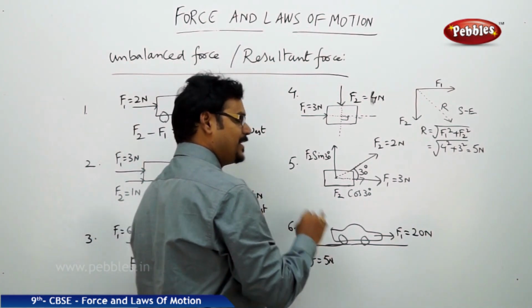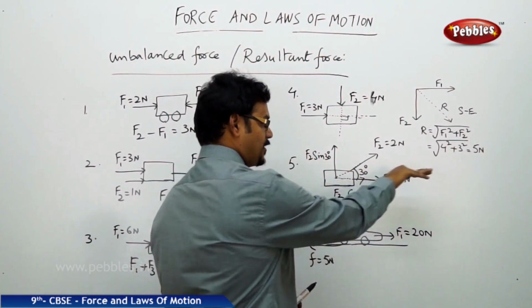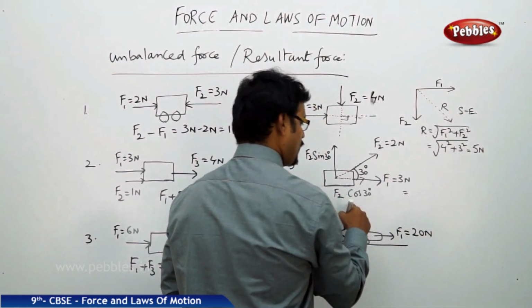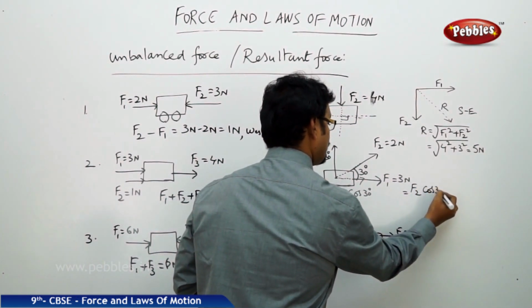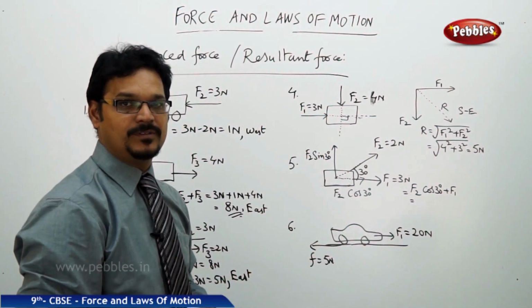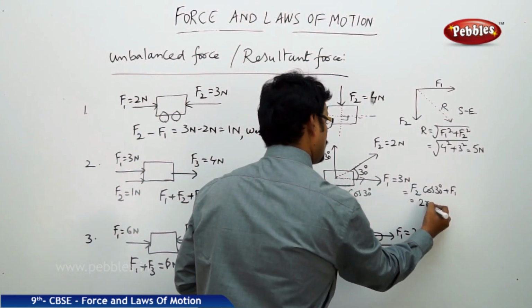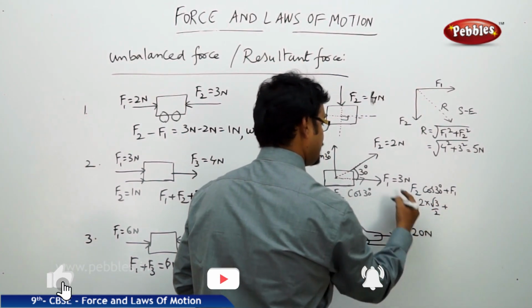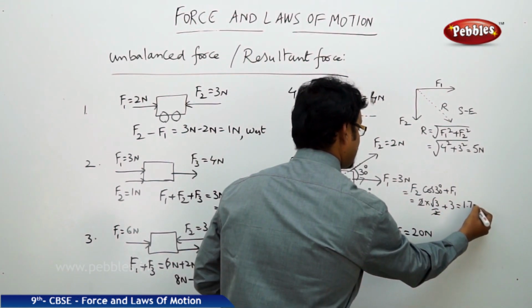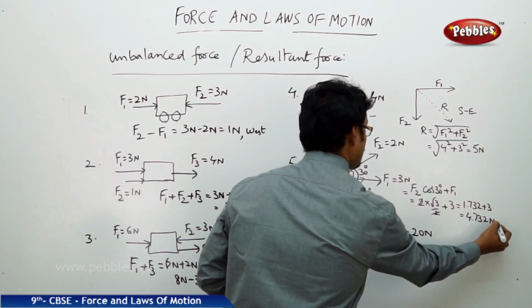Now, our interest is to find the force along the horizontal. So in the horizontal, the total force, if you see, is F2 cos 30 plus F1. Cos 30, you should know the value, but I will tell you here. Cos 30 is root 3 by 2, F2 is 2, so 2 into root 3 by 2 plus F1 is 3. So the 2 cancel, 3 plus root 3. Root 3 is 1.732 plus 3. So this is 4.732 newtons.